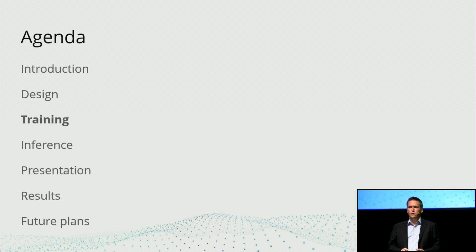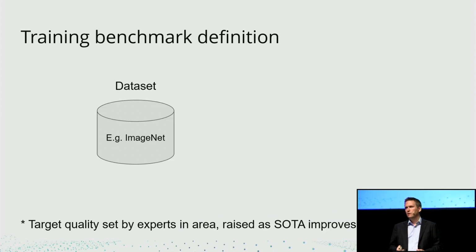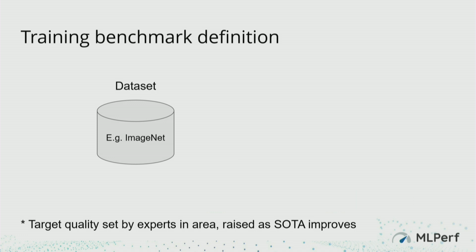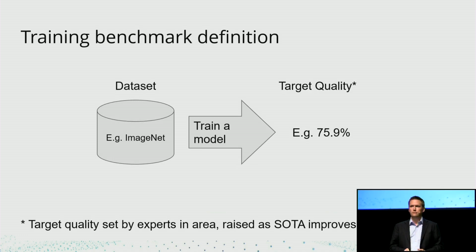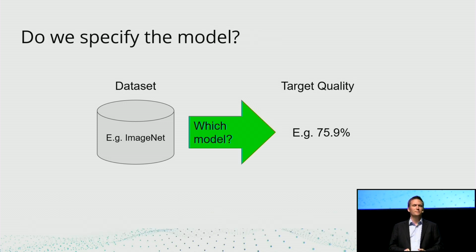So I'm now going to walk through the design for the training and inference suites and then talk about the presentation. First, let's talk about how we define a training benchmark. It all starts with a data set. Then we use that data set to train a model to a target quality. The big question here is, which model?